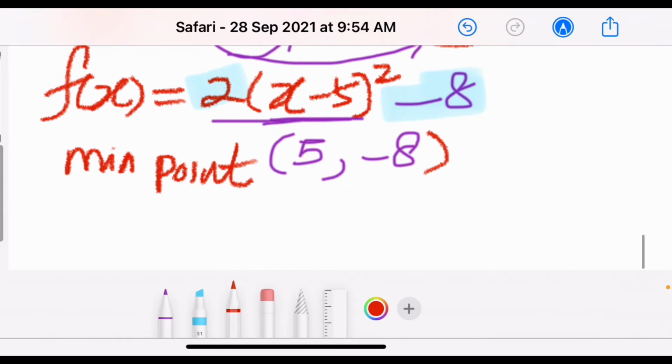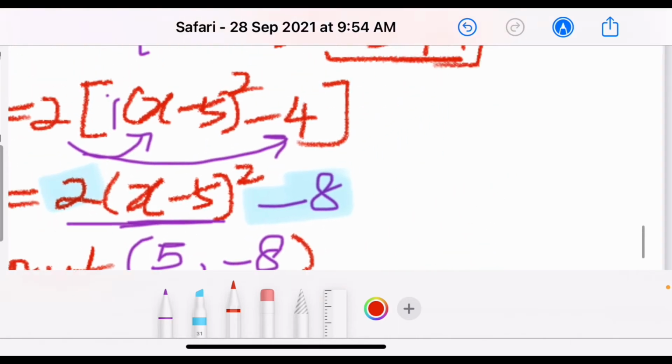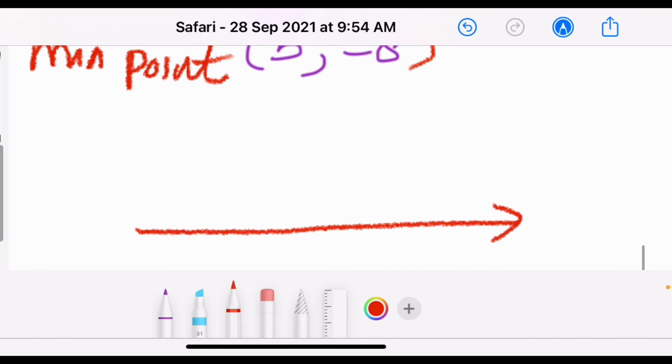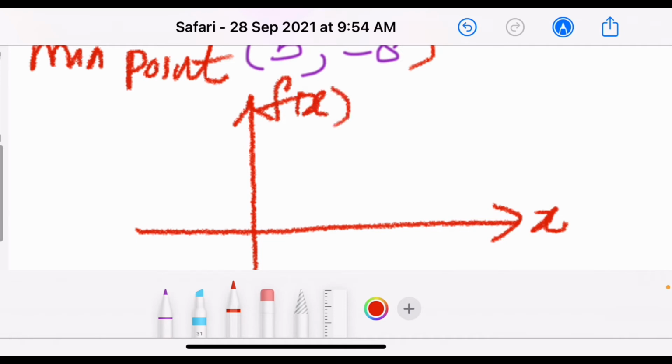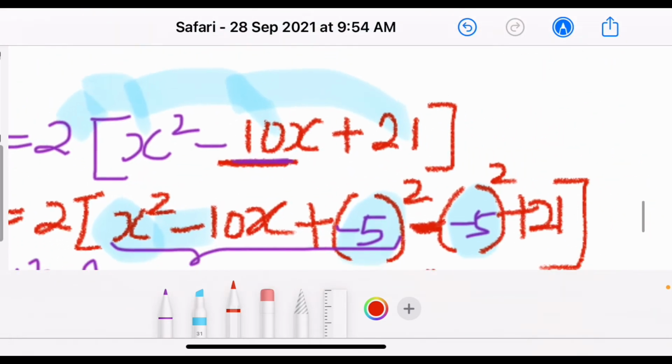Okay, for this minimum point, when you sketch a graph, it will look like this. We need to sketch a graph, right? So basically, when you sketch a graph, you must find the minimum point. Other than that, you must also find the x-intercept and y-intercept. So how to find the x-intercept and y-intercept is you go to the function.